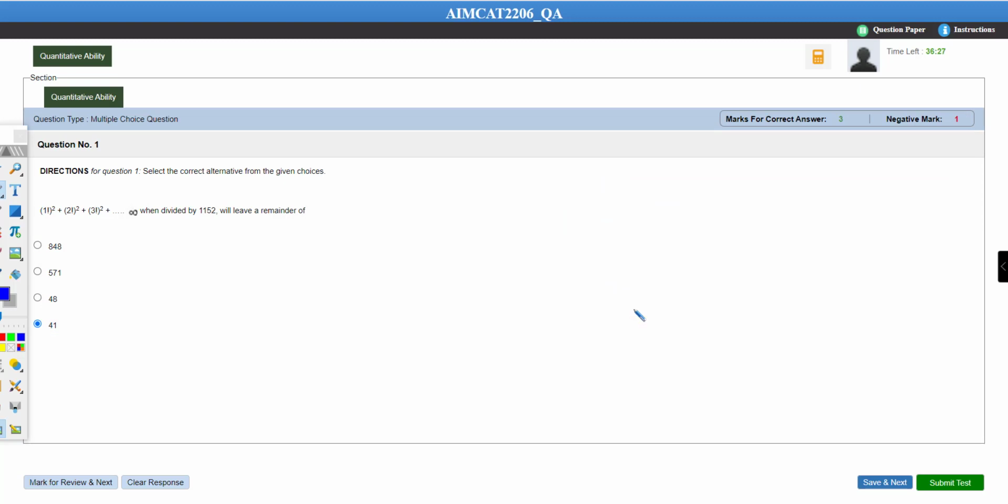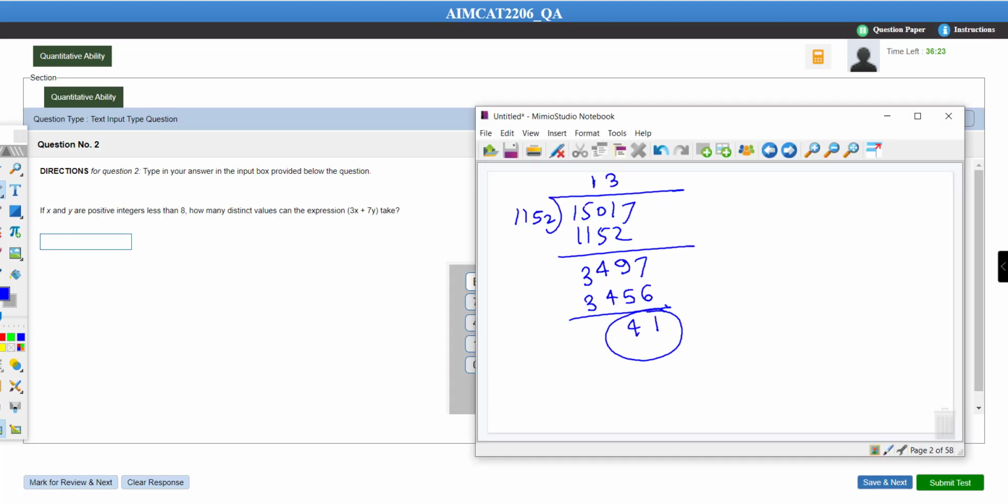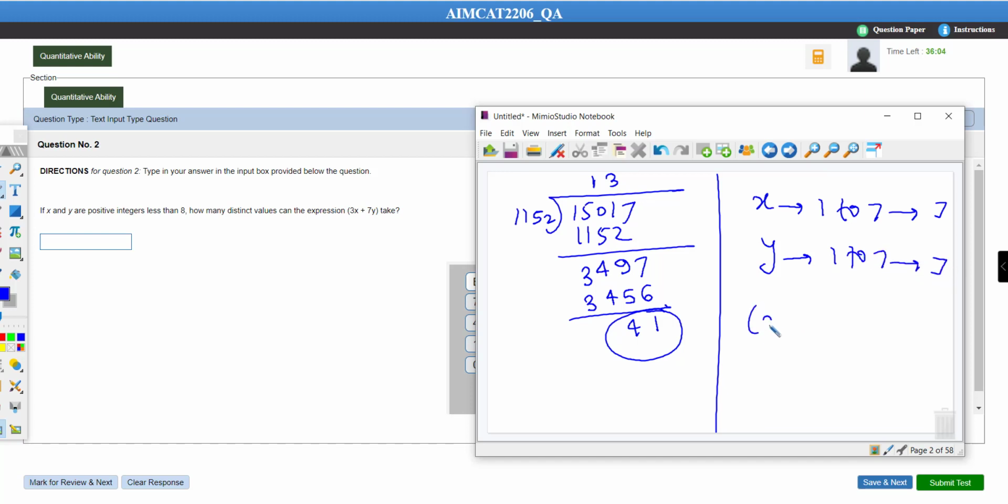Let's mark this. Let's move ahead to the second question. x and y are positive integers less than 8. How many distinct values can the expression 3x plus 7y take? x can take values 1 to 7, that is 7 different values. y can take 1 to 7, that is 7 different values. So how many different pairs of x comma y can we make? 7 into 7, that is 49 pairs.